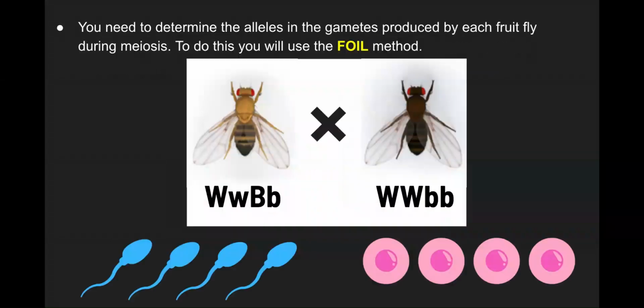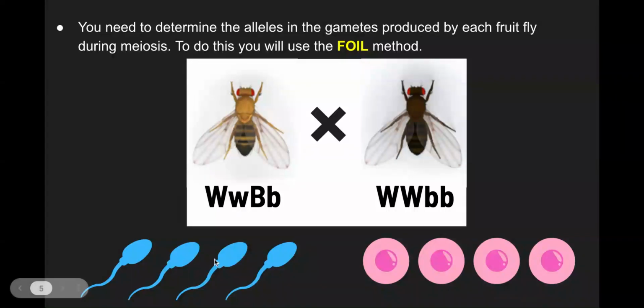Now, to do this dihybrid cross, the very first step you have to do is create the alleles in the gametes that are produced by each of these fruit flies during meiosis. So when this male fruit fly does meiosis, sperm get produced. And we want to know what combination of alleles are going to be in the fruit fly's sperm.